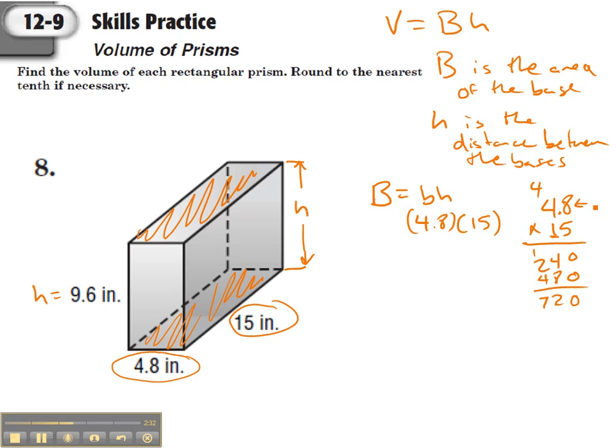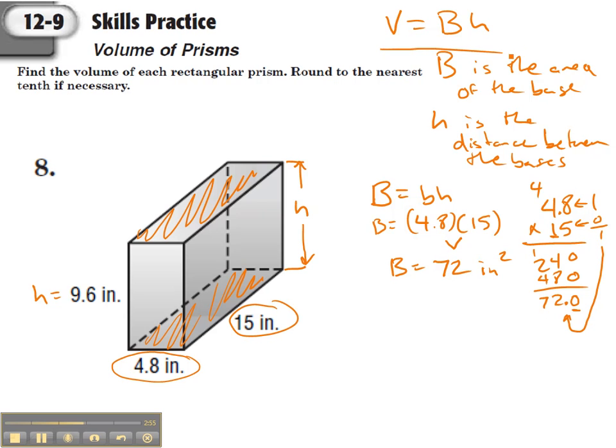720, but don't forget we have 1 decimal place in this factor, 0 decimal places in this factor, so I should have 0 plus 1, or 1 decimal place in my product, so the decimal has to go right there so that I have 1 digit after the decimal. So 4.8 times 15 is 72. So the area of that rectangular base is 72 inches squared.